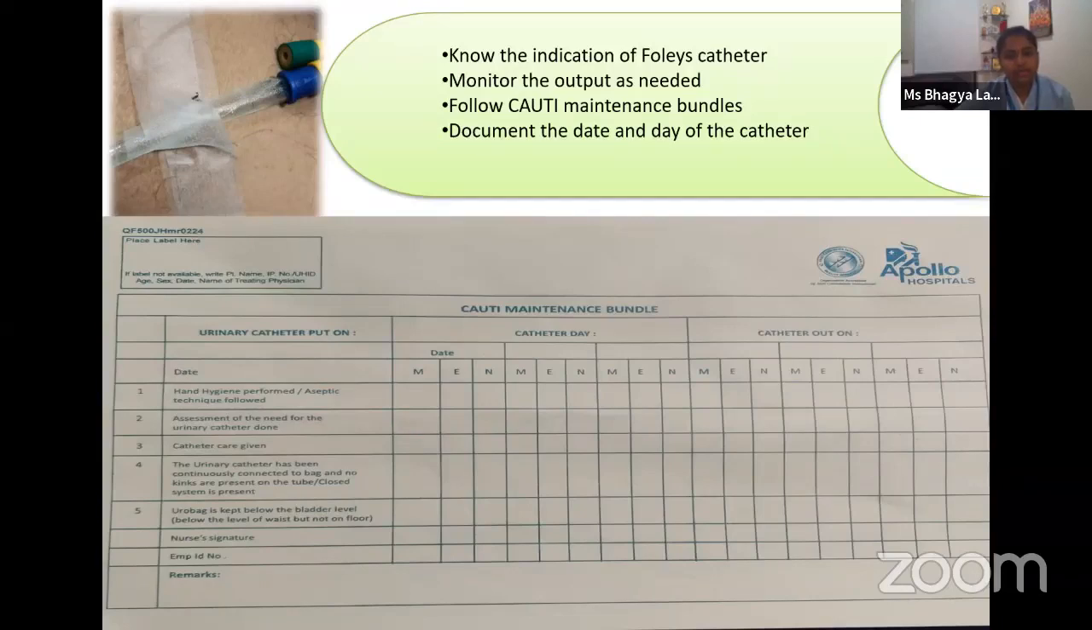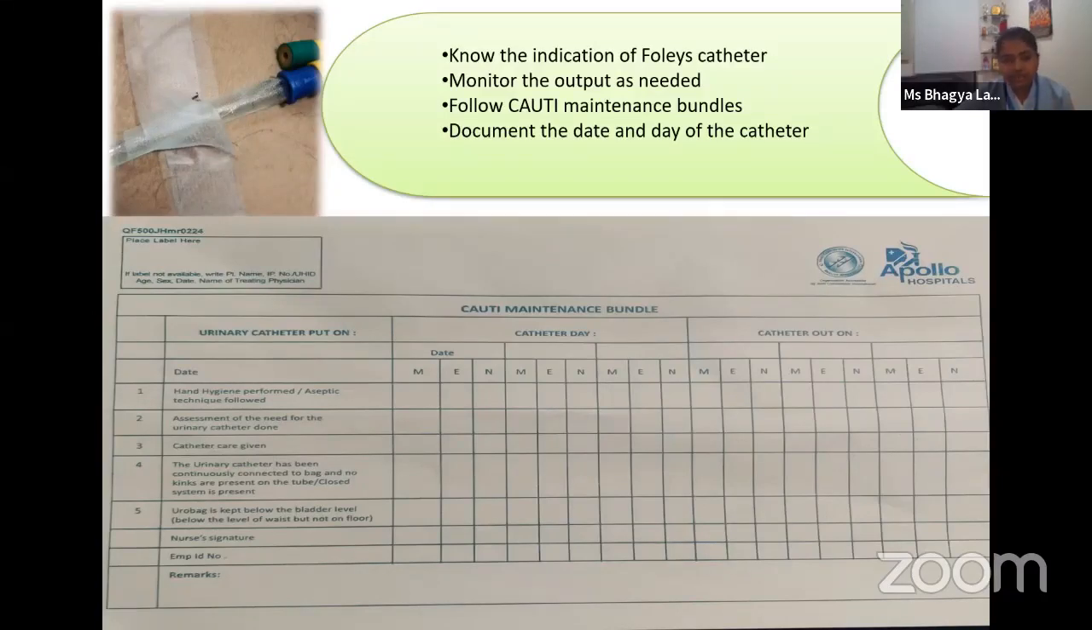Follow the CAUTI maintenance bundle, as the next picture says. Document the date and day of the catheter. Any line, any tube, any drain, you should know the indication why it is there. On the particular tube or the drain, you should have a date and time when it was kept, and what the day is. So now we come to the maintenance bundle.